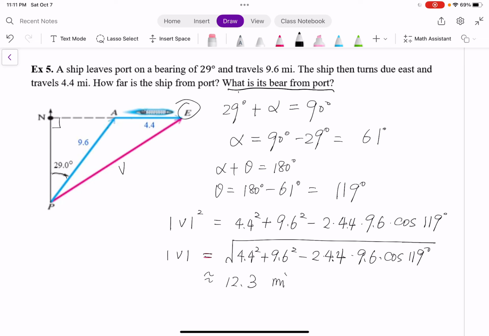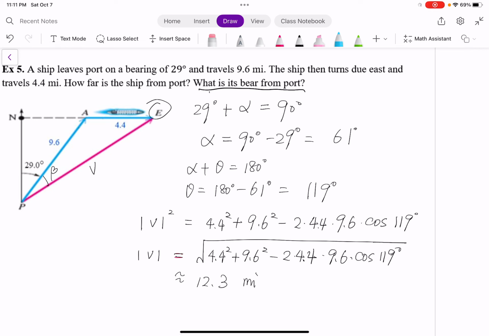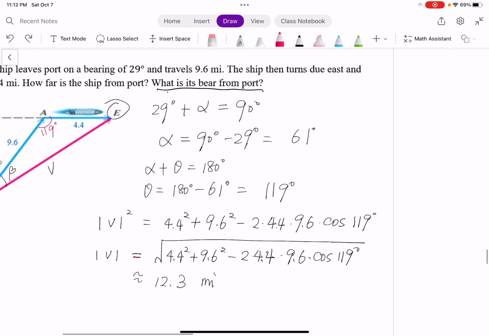How to find beta? Let's say this angle is beta. So in this triangle, bad drawing, we have all three sides, and we also have the angle here, because in the previous steps we found the angle theta is 119. So we have plenty of information in this triangle. Can you find the angle beta? Yes, we can.